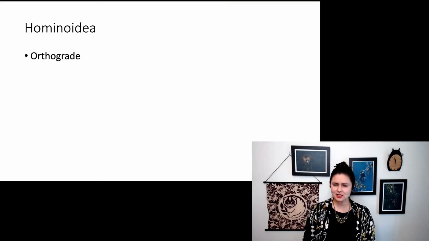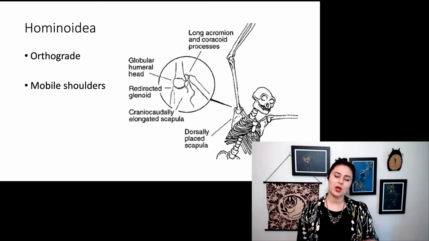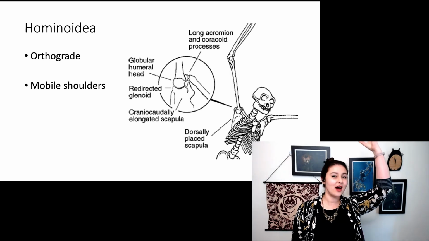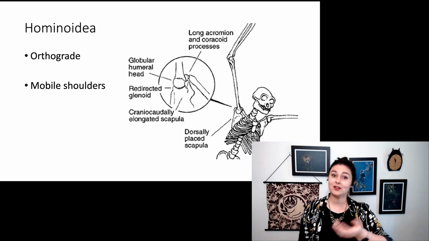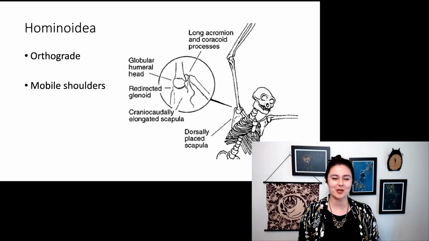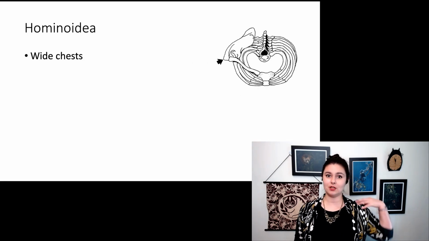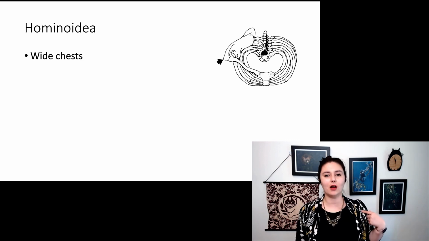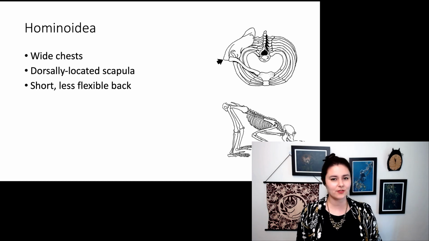What unites us is we have a certain posture called being orthograde. That's what I'm doing right now. My vertebral column is located up and down. It's because we think our early ancestors hung below the trees, and we have this really mobile shoulder. We could not play baseball like we do today without these adaptations to our shoulder joint. We also see really wide chests, and our scapula, or our shoulder blade, is located on our back. We also have a very short back, which isn't very flexible.